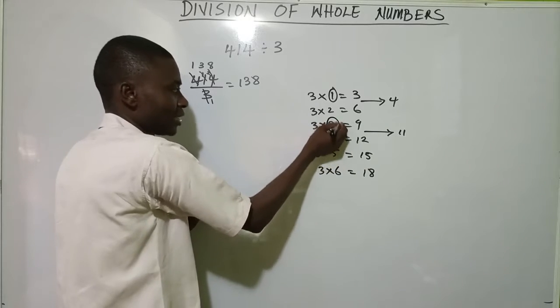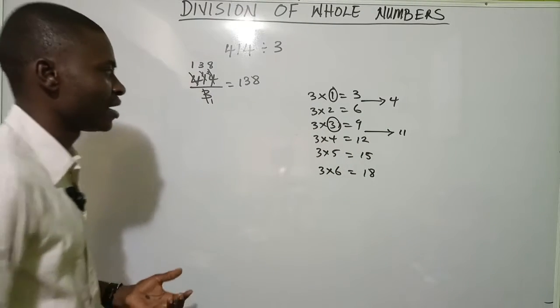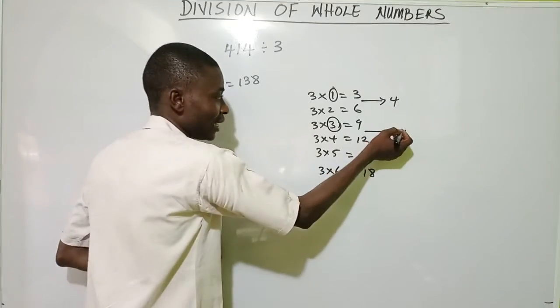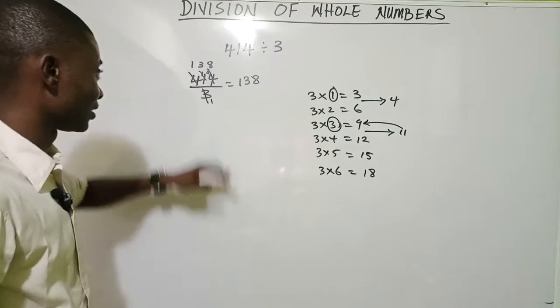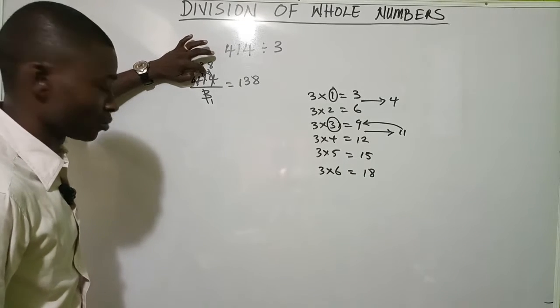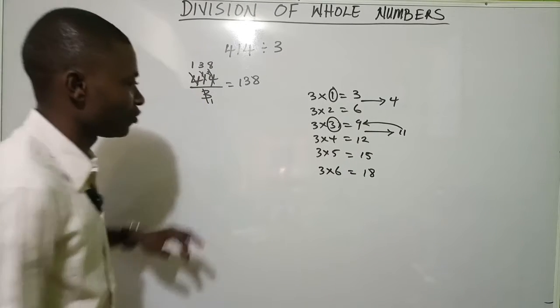So how many 3 do I have in 11? It is 3. That is why we write down 3. What is the remainder? For me to get the remainder, I will say 11 minus 9, which gives us 2. That is the 2 we dropped here, giving us 24 here.